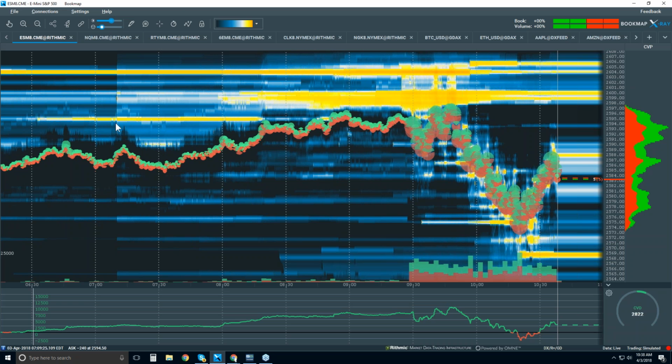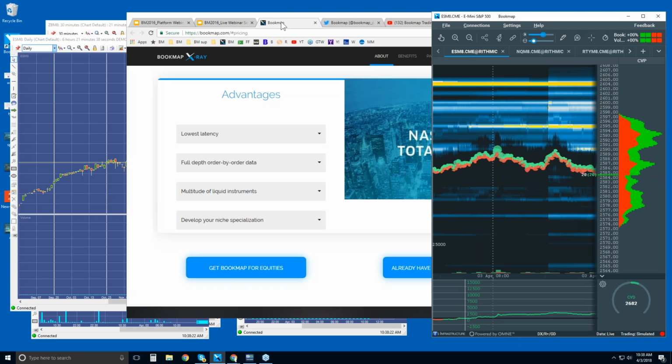Interesting stuff here. Look at them come into the book here as well at just after 7 o'clock. Okay, so a lot of players coming into the market at that time, providing liquidity. Anyway, let's just take a step back here.